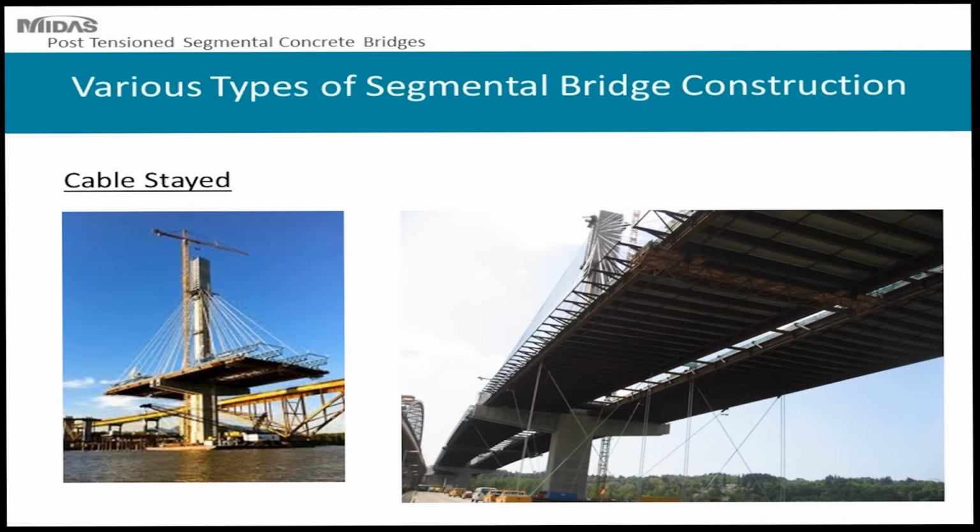The cable stay bridge construction method is used when the span is beyond the limits that can be handled by the above described methods. In this case, pylon and stay cables are used in conjunction with balanced cantilever method to bridge the gap. And this method can erect girder segments spanning between 150 meters and 450 meters.